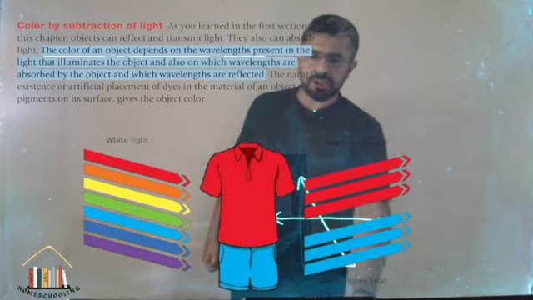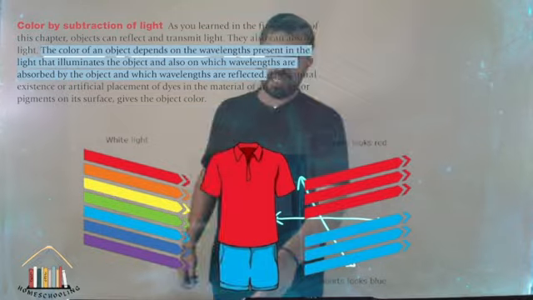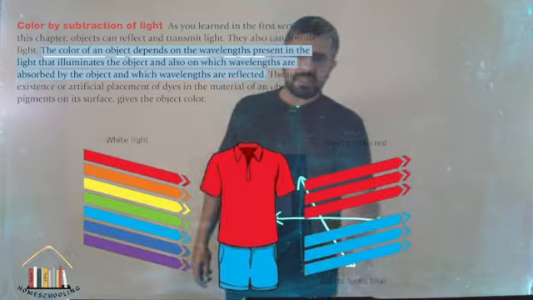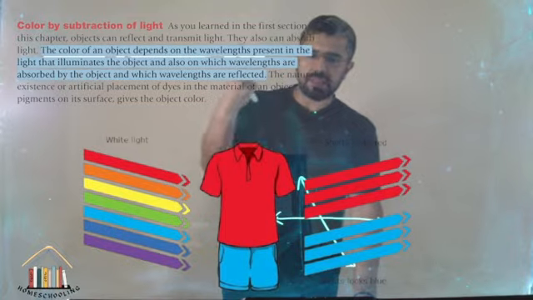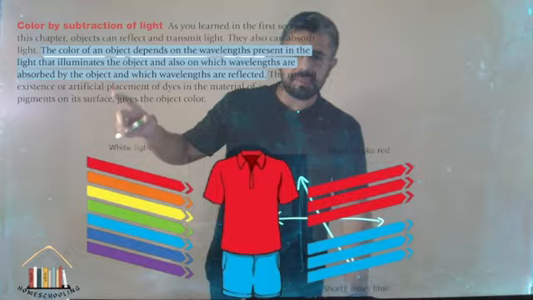Why do we see this shirt as blue? Because it also absorbs all wavelengths, all colors, but reflects only one. So this is what we call subtraction of light. It's absorption of light. Okay, so the color of an object depends. Let's read together.